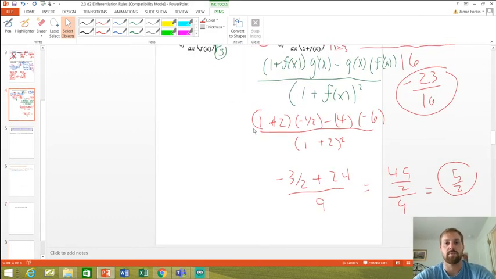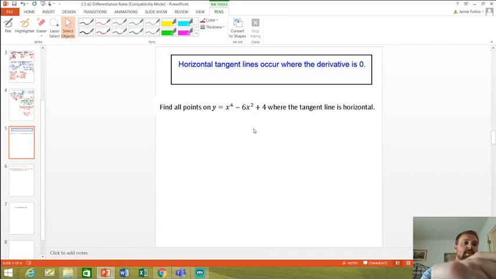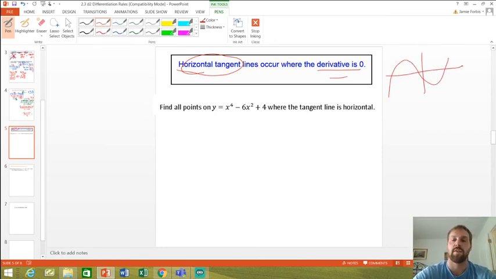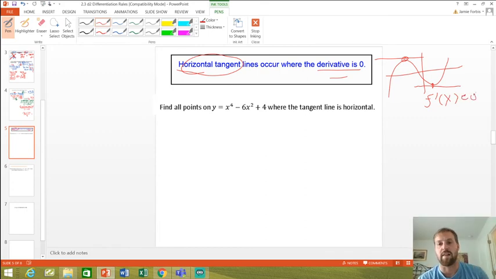All right, and I've talked about this one already a little bit, but just something to keep in mind. Horizontal tangent line occurs when the derivative is 0, right? Hopefully that makes sense. I mean, think about this as your curve. A horizontal tangent line, so that would be right here and right here, occurs when the derivative is equal to 0, right? I mean, that's when f prime of x equals 0 because the slope of that line is 0. Horizontal lines have a derivative or a slope of 0. So I think that logically makes sense.